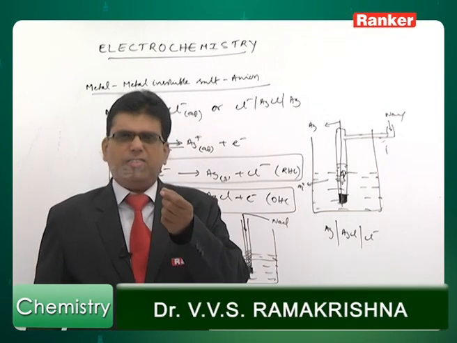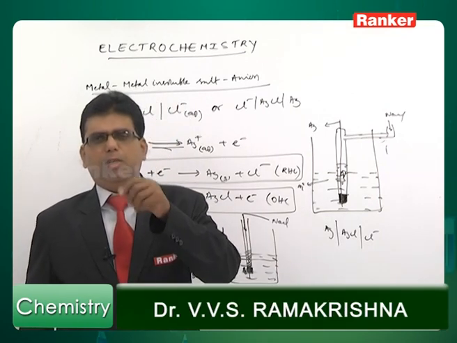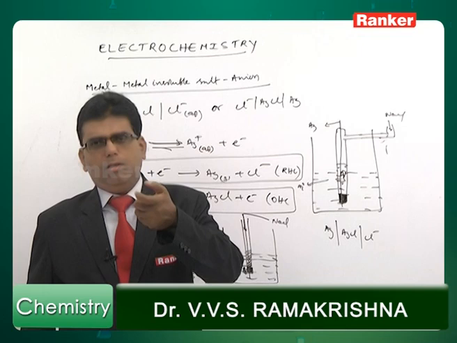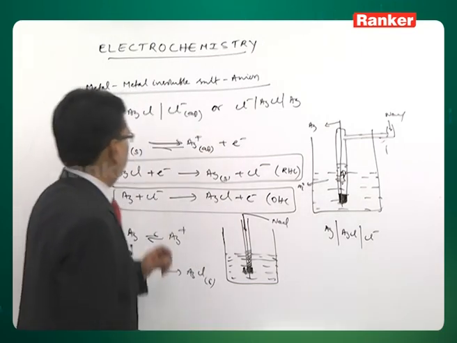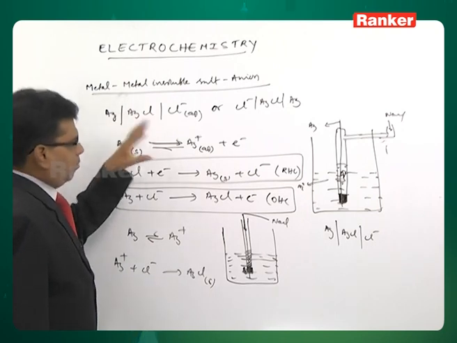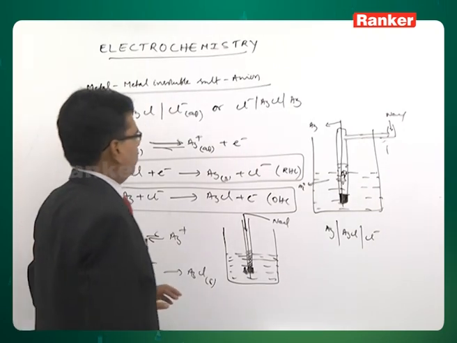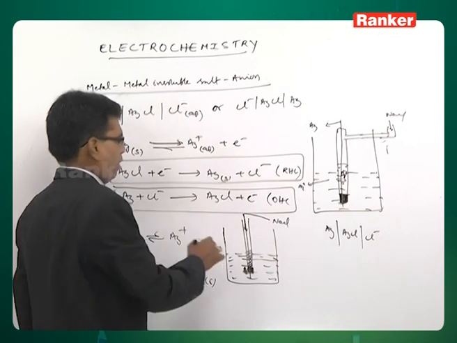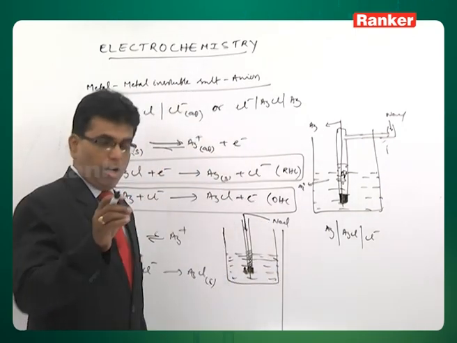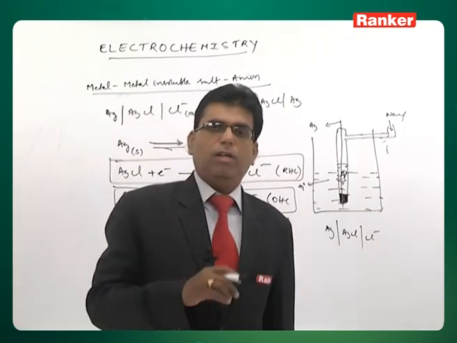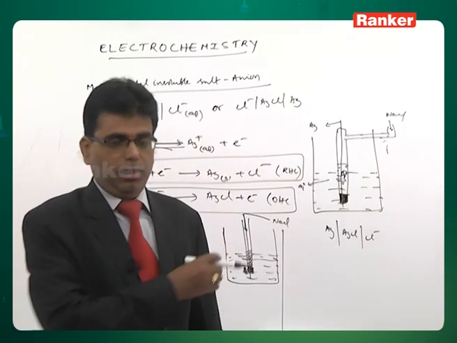For this also it will have a certain measurable EMF. Based on the EMF, it will be known whether it is acting as oxidation half cell or reduction half cell. Other similar examples, besides AgCl, Cl minus, are the calomel electrode and also lead and lead sulphate, that we will see now.